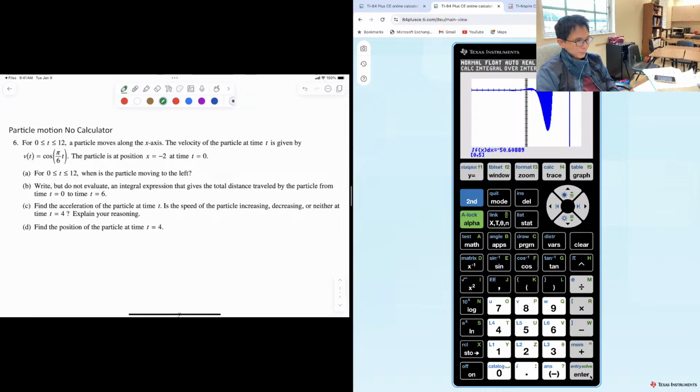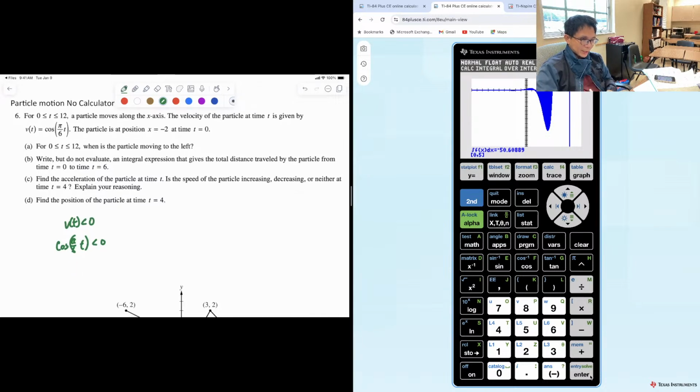Okay, so for this particular question, between 0 to 12, v of t, when's the particle traveling left? What are you supposed to do? That means v of t is what? Less than 0. Is that okay? So it'll be cosine of pi over 6 t less than 0. So when is cosine of pi over 6 t equal to 0?